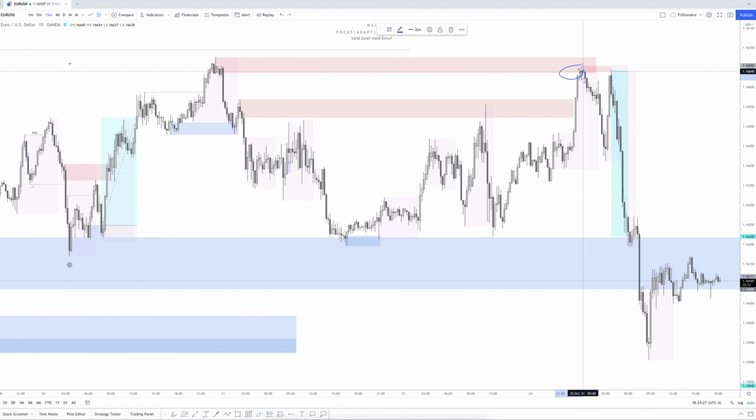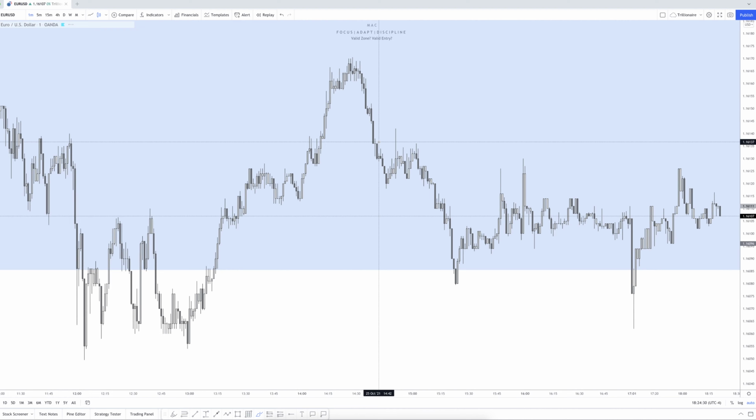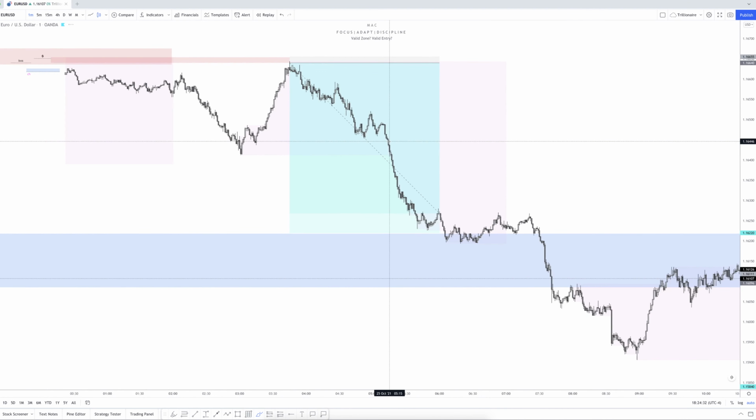So once we tap into this zone, I'm thinking about taking my entry on the lower time frame. I'm not going to be on the higher time frame.